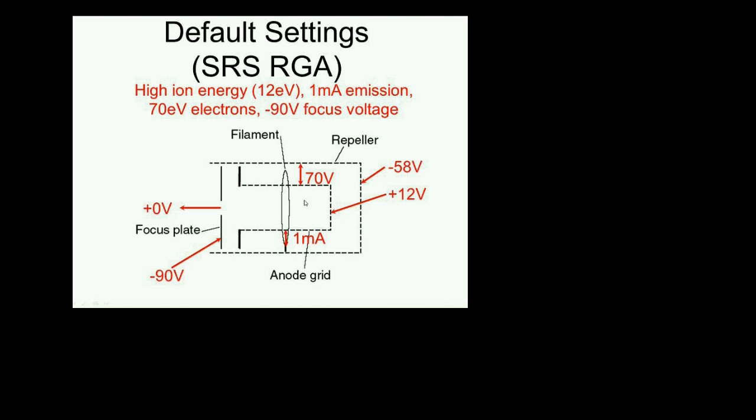What it means in this case, where I have 12 volts of ion energy and 70 volts of electron energy, is that the repeller is sitting at minus 58 volts. It's a negative bias, which means that it cannot touch the wall of your vacuum system. The anode grid is sitting at 12 volts, and that's how you accomplish your 70 volts of electron energy.